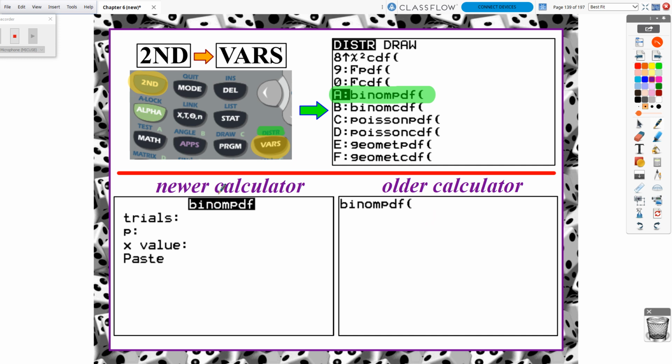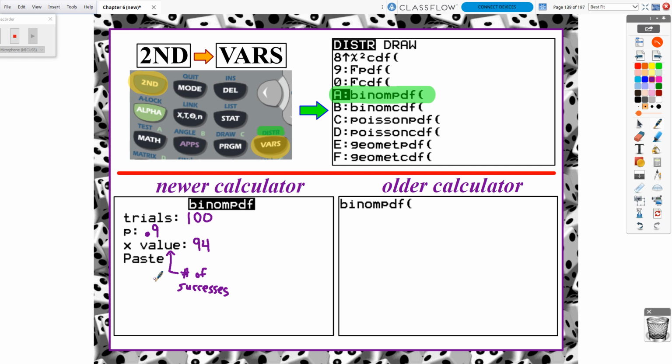Now, I've got this separated versus if you have a newer calculator and an older calculator. If you have a newer calculator, whenever you press binomPDF, it's going to ask for trials, p, and the x value. And then I'll also discuss the order that you have to put those in if you have an older calculator. So trials is the number of trials, and how many trials did we have? We had 100 trials. So we type in 100. p is the probability of success, which is the 0.9 or the 0.90 if you want to include the 0. But now what we don't have here is what the x value represents, which is the number of successes. And how many successes did we want to see happen? We wanted 94 of them. So you type in 94, and then you hit paste, and then press enter, and you get your answer.